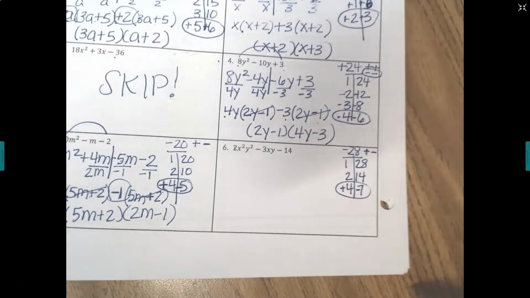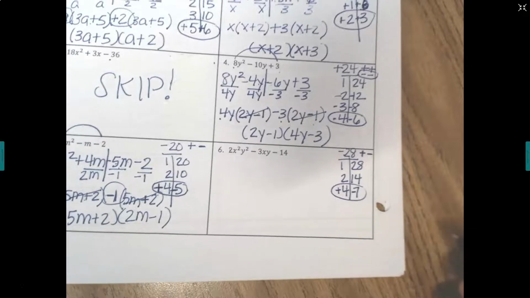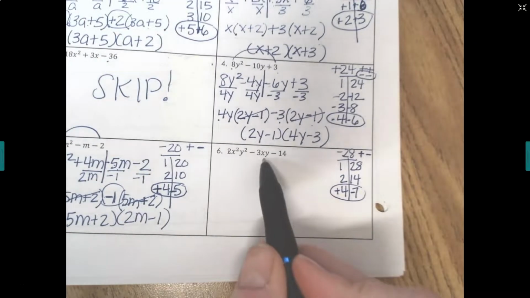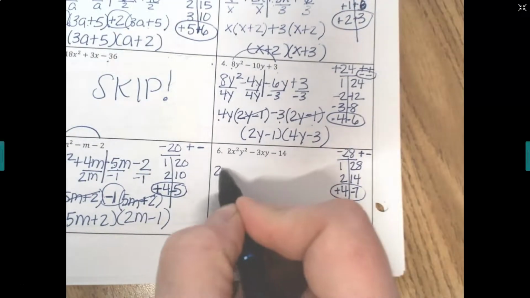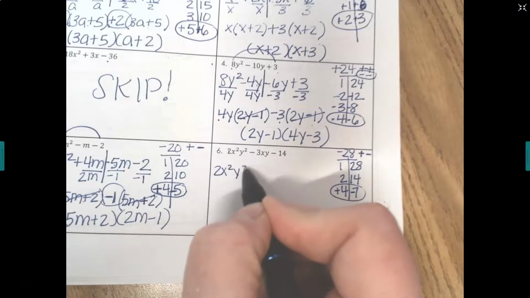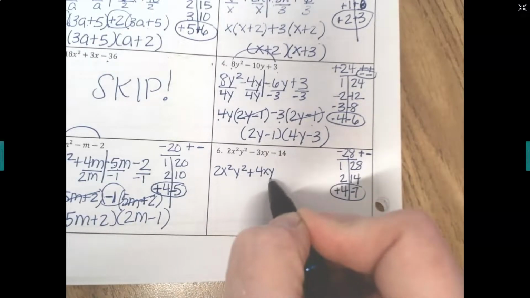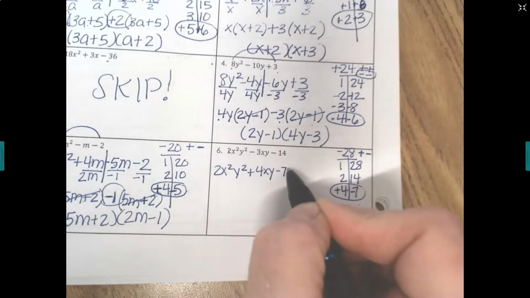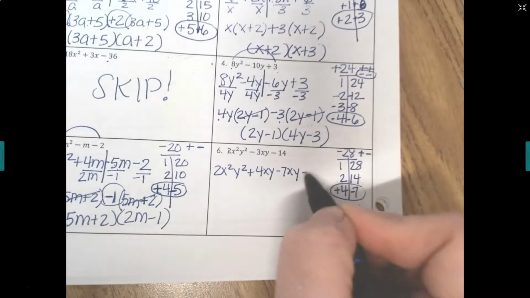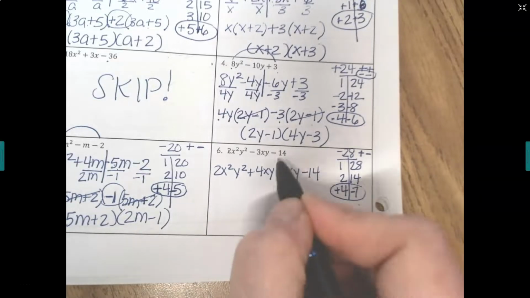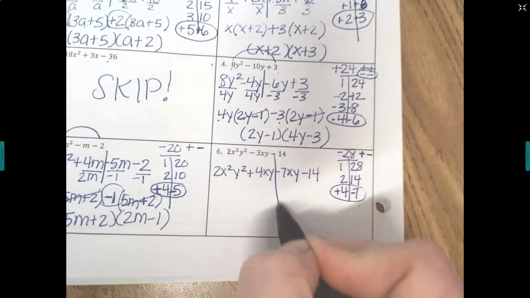Only one pair will ever work. You got to pay attention to the signs. So we're going to substitute them in with an xy on them. So I have 2x squared y squared plus 4xy minus 7xy minus 14. And I'm going to split these right down the middle.